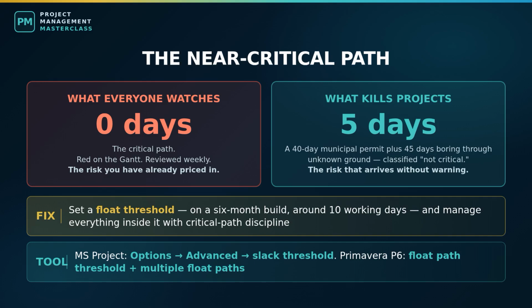So set a float threshold. Pick a number that is meaningful relative to your project's length and volatility, and treat everything under it with critical path discipline. On a 6-month build like this one, I would set that threshold at around 10 working days, which puts our underground leg inside it, watched every week from day 1. Both major tools support this, and almost nobody switches it on.